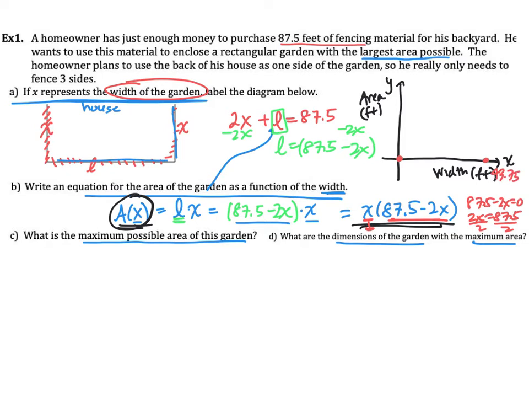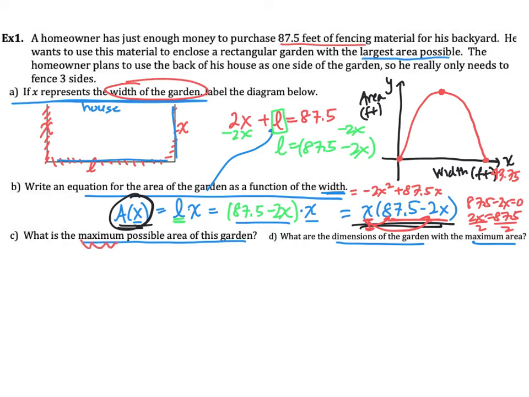If I were to distribute this, I would get negative 2x squared plus 87.5x. So it's a negative parabola, so that means it's going to open downward. And here's where my vertex is. So I don't know what my vertex actually is, but I could calculate it.